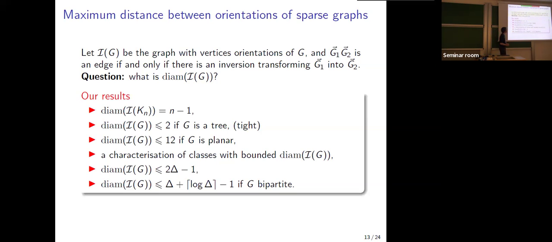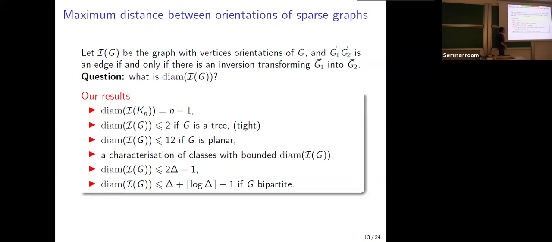So now we focus on sparse graphs for which this parameter is bounded. For trees, it's at most 2. We'll see later why, and it has a nice application. In particular, this will imply easily, using known tools, that for planar graphs this is bounded. And actually you can even get this bound: when you take two orientations of the same planar graph, you can go from one to the other using at most 12 inversions. You can find 12 sets transforming one into the other.